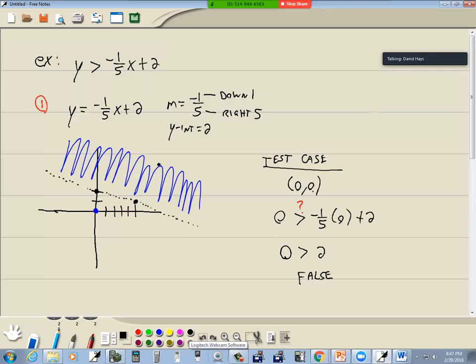Now this represents an infinite number of answers. It means there's an infinite number of x and y values that fall over here that cause this inequality to be true.